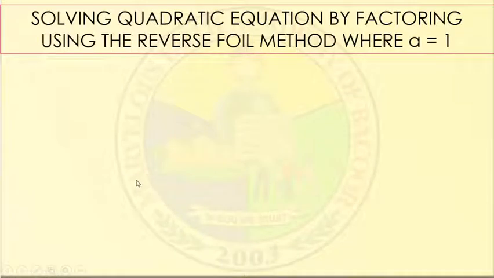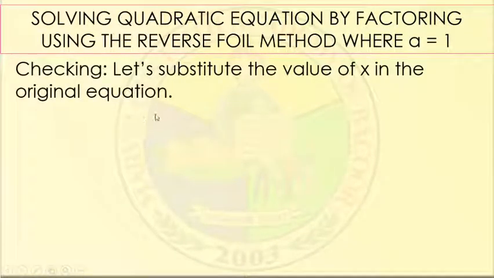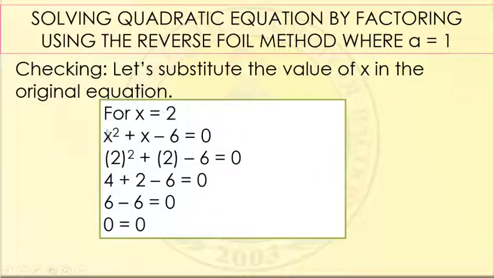So, i-check natin kung tama nga ba yung nakuha natin values na x kung masasolve ba yung ating equation. Okay? So, using now the original equation, we have x squared plus x minus 6 equals to 0. Substitute the value of x, which is 2. So, 2 squared plus 2 minus 6 equals to 0. Okay? So, 2 squared or 2 times 2, the answer is 4. Plus 2 minus 6 equals to 0. 4 plus 2, the answer is 6. 6 minus 6 equals to 0. 0 equals to 0. Therefore, 2 is solution in our equation.